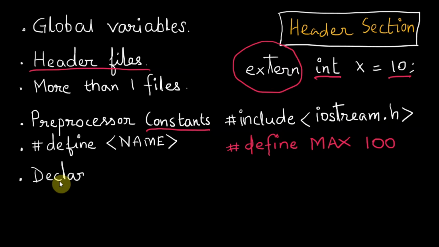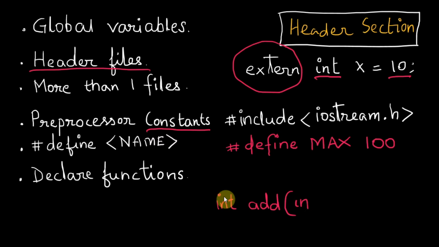Finally, you can declare your functions in the header section. If you have a new function that you want to use in your C++ program, then write the data type, the name of the function, with parameters if any. For example, int add, and then parameters int a, int b.